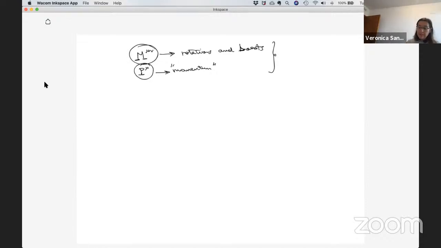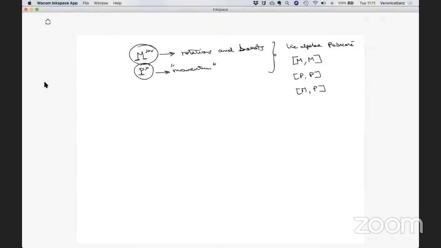Then, if we want to understand the Lie algebra of the Poincaré group, what we need to understand is how these guys commute. So we want to know how these M's commute with each other, how the P's commute with each other, and how the M's and P's commute with each other. And what happens is... Veronica said again, how could you guess that the generator of the Lorentz group has a second rank tensor?